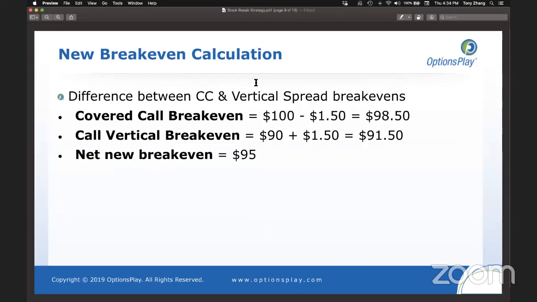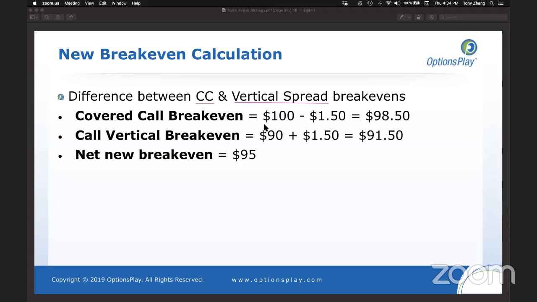And lastly, what I want to talk about is how do you calculate the new break even? The reason that I specifically break up this trade into a covered call and a debit vertical spread is because that allows me to calculate the new break evens relatively easily, because the break even of your repair trade and the stock that you own is simply the difference between the 2 break evens.